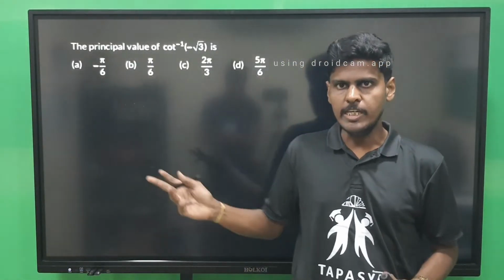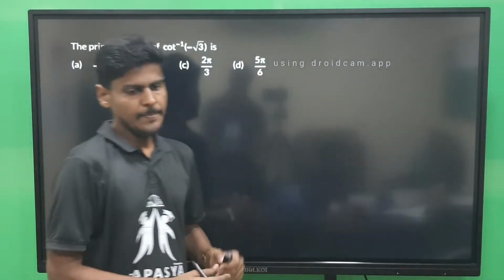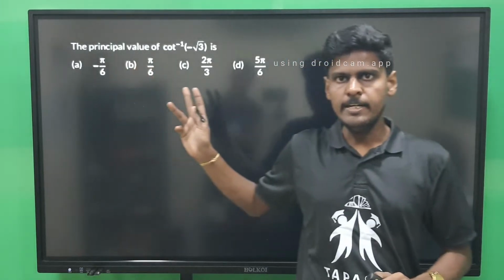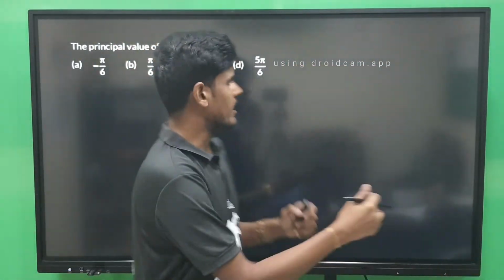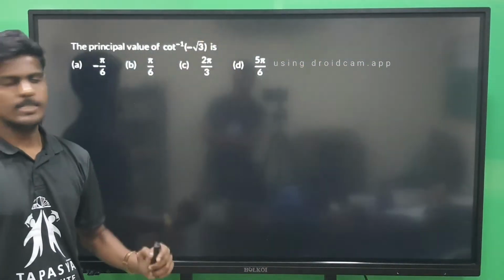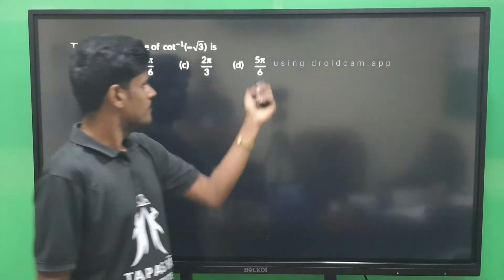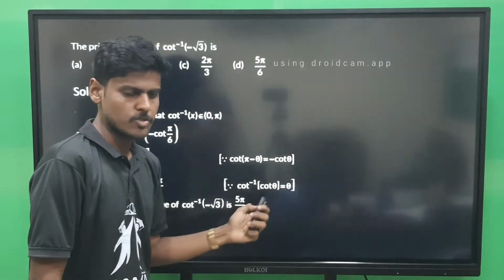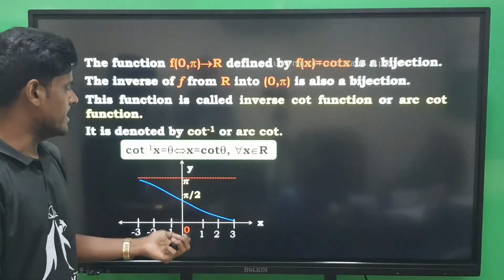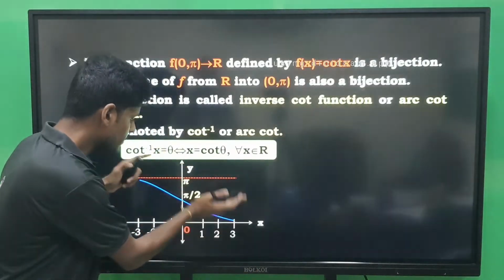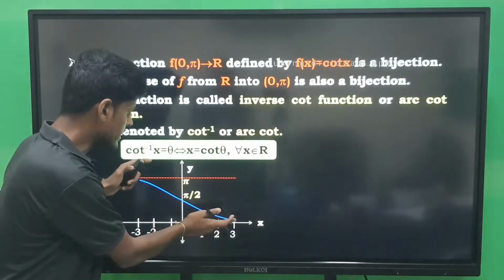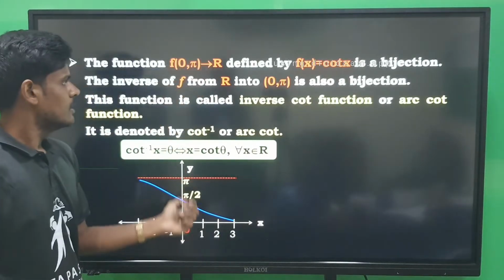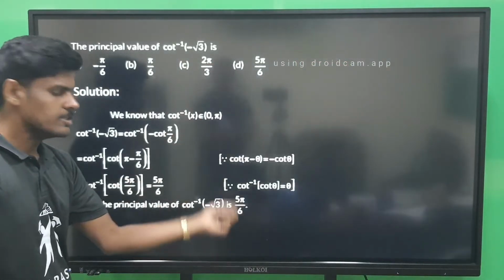Tan 60 is root 3, so cot 30 is root 3. That means cot of 180 minus 30 will become minus root 3. So that means cot of 150. What is 150? 5 pi by 6. So the answer is option D. The answer is 5 pi by 6. And this 5 pi by 6 lies in the interval 0 to pi. You should always remember, students, the principal value should always lie in the interval that is in the graph. We should not take the other regions. So the answer is 5 pi by 6.